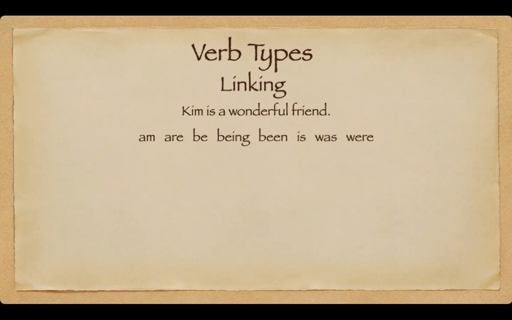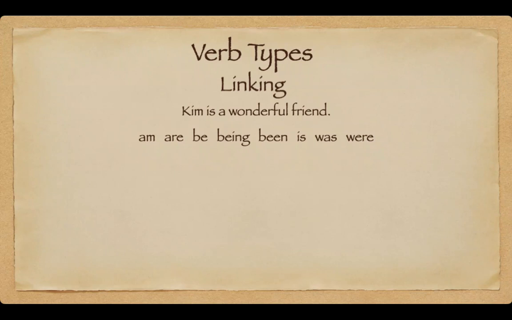Am, are, be, being, been, is, was, were. If I use any of these in sentences, I am happy, they are amazing, you'll be rewarded, we can ask what for all of them. I am what? They are what? You'll be what? Some verbs can function as both linking and action verbs.